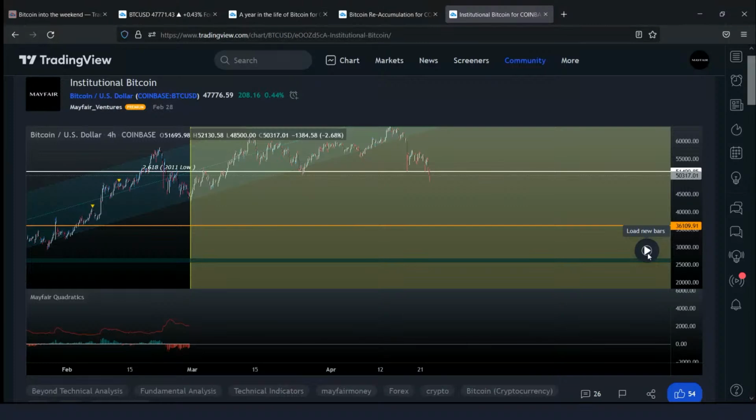Literally a month after calling this, you can see that the level was tagged, and then we rejected off that level. We came back up. We had a bit of a fake out, I guess, from there, and then we've dropped all the way down to this particular cluster. At the moment, over the last year, it's been brilliant to see Bitcoin becoming more institutionalized, becoming more professional.